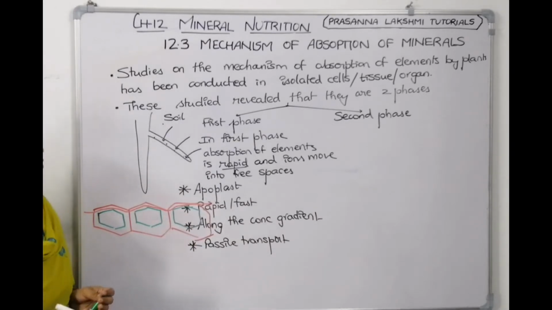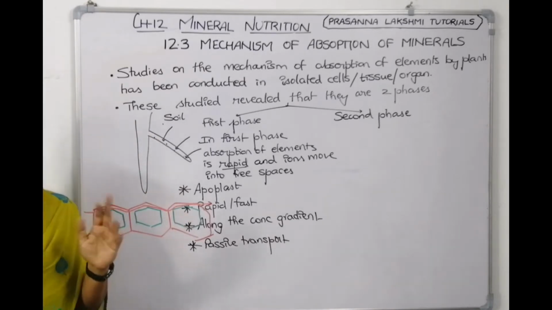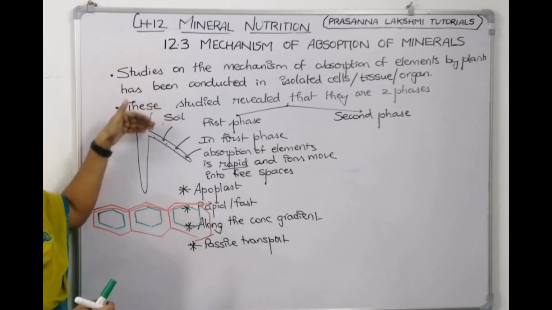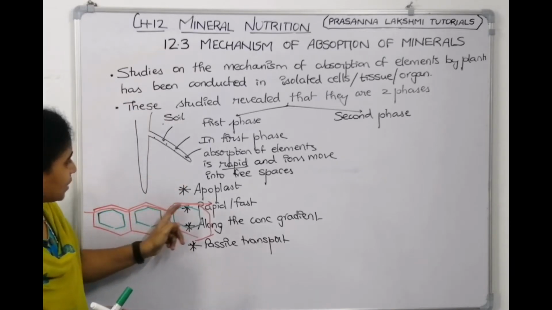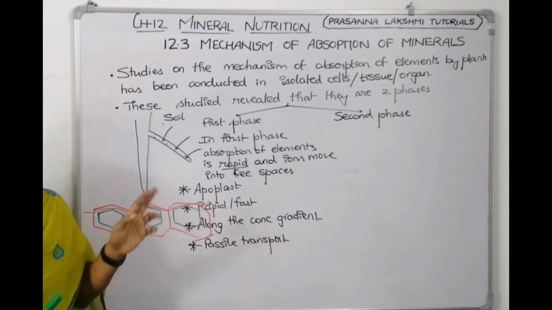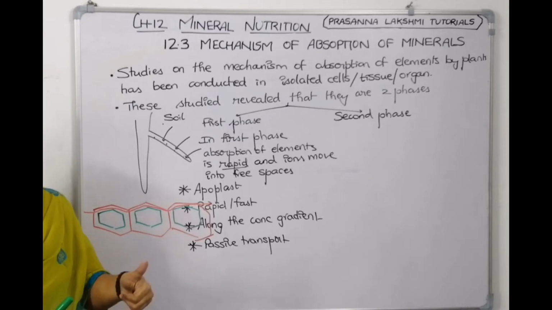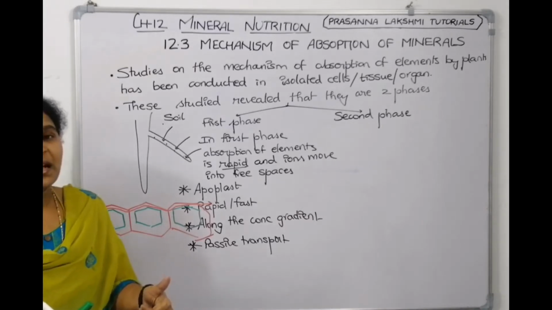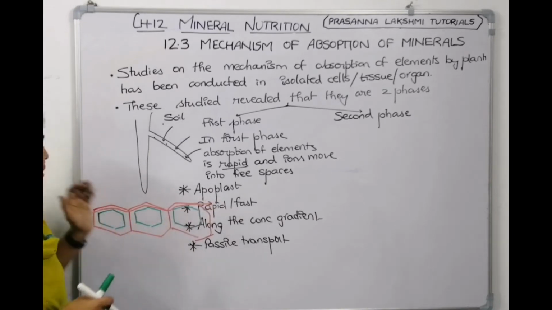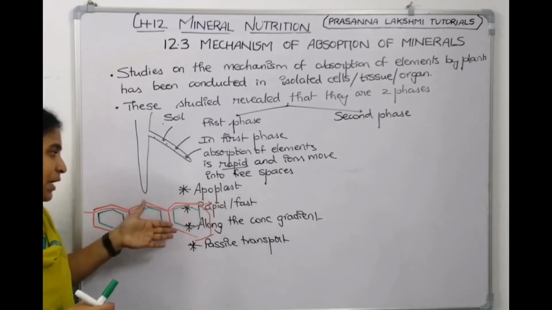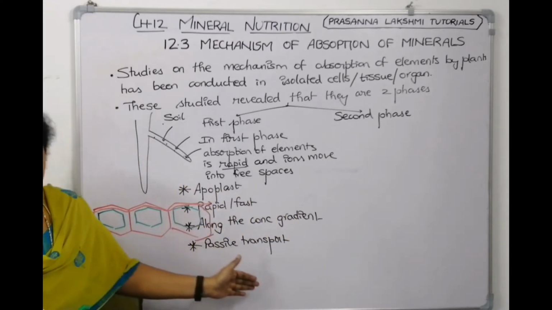Let's see again. The NCERT says that it occurs in two phases. The first phase is very rapid. The minerals are coming into the spaces, moving through the walls. Since it is moving into the free spaces through the dead wall, the mineral transport is apoplast. Since there is nothing to restrict it, the movement will be rapid and fast. And it's always from high concentration to low concentration, along the concentration gradient, and such a type of transport will be passive transport.